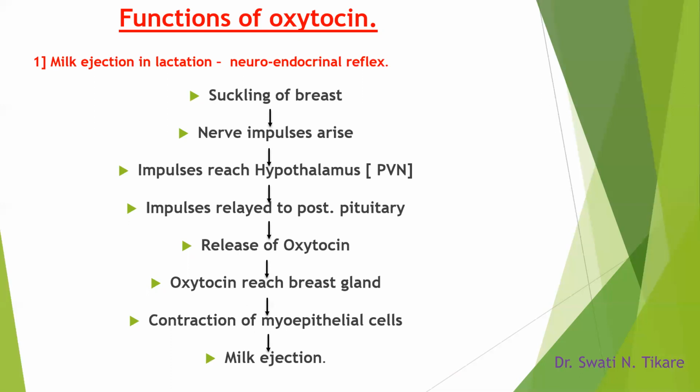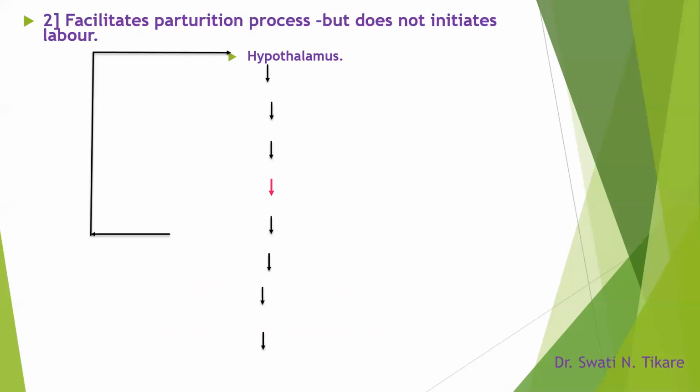You have to remember this in this context also, because the question can be asked in this format too. Explain neuroendocrine reflex itself may be a question. So this is about it. Next, coming to facilitates parturition process, the process of birth.